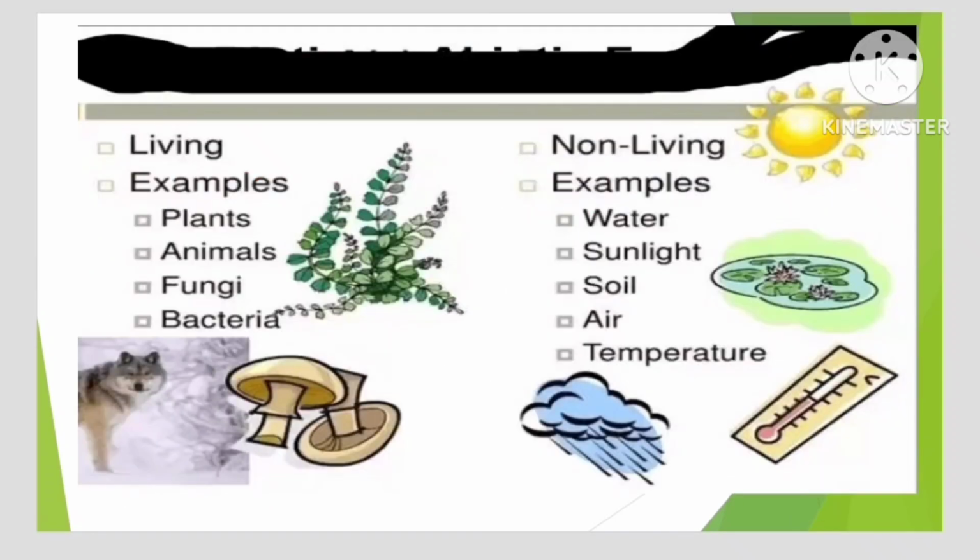Now in this picture you can see living and non-living things. Plants, animals, fungi, and bacteria need water, sunlight, soil, air, and temperature for their growth and for their survival. So these are some non-living factors which are very important for the survival of living things. So environmental biology is the study of relationship between living organisms and non-living factors of environment.